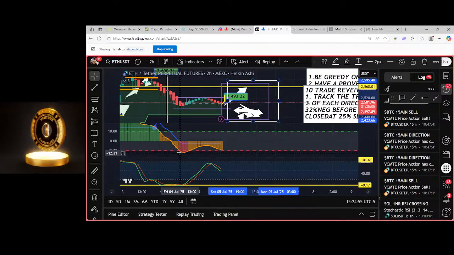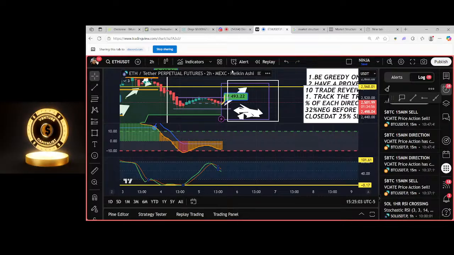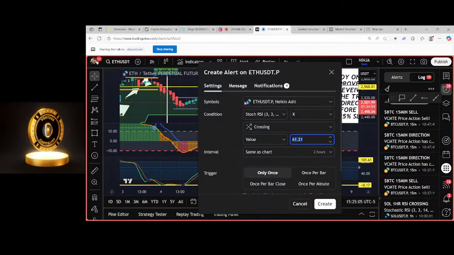So to give myself an alert using their indicators, we simply right click and add an alert, and this will go right to my cell phone, which is my email for my TradingView.